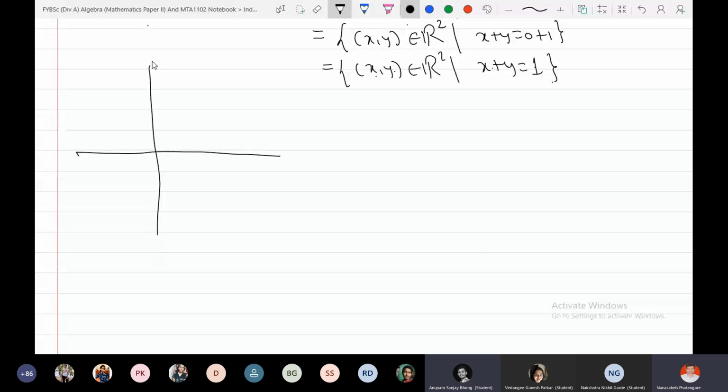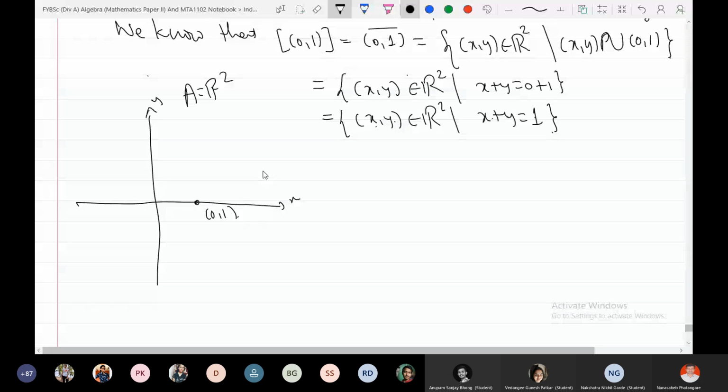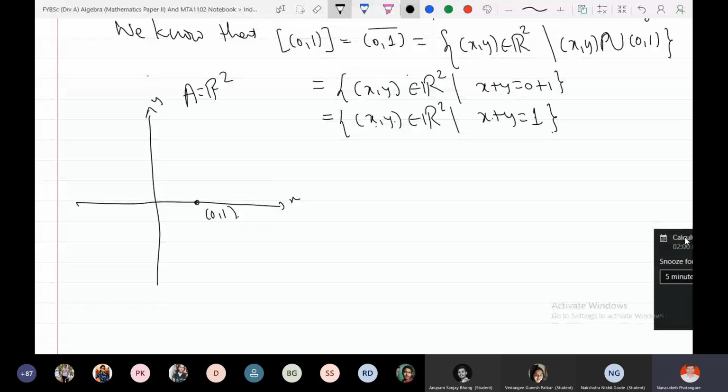This is my set A, R2, that is a plane, the xy plane. My set is now R2. And in this set, what is my equivalence class of (0, 1)? (0, 1) is here. Right? Is it clear?